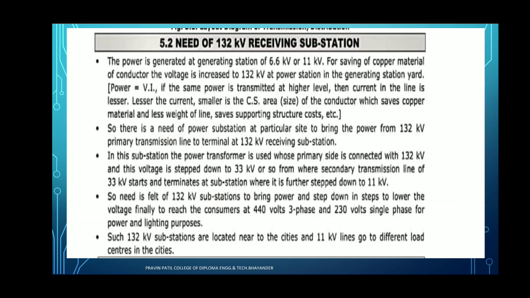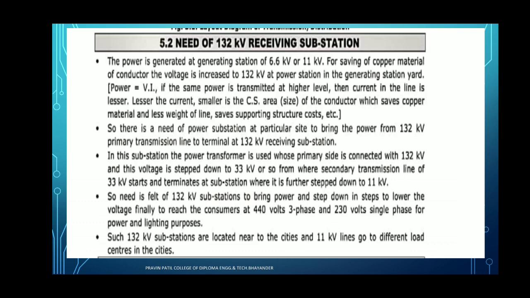So there is a need of a power substation at a particular site to bring the power from the 132 kV substation. The primary transmission line is to terminate at the 132 kV receiving substation.